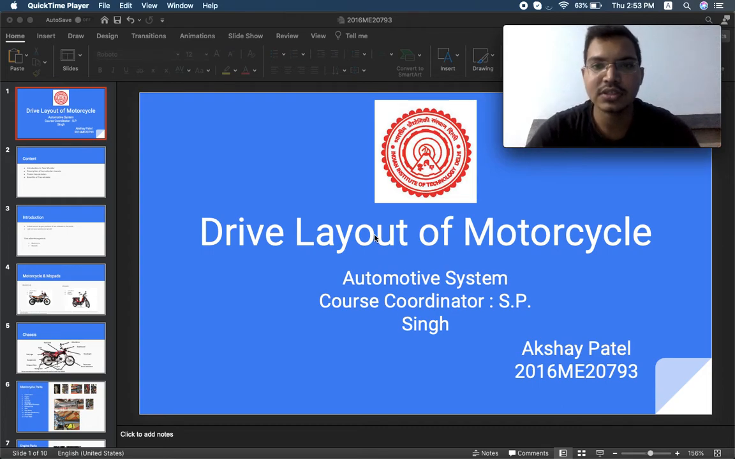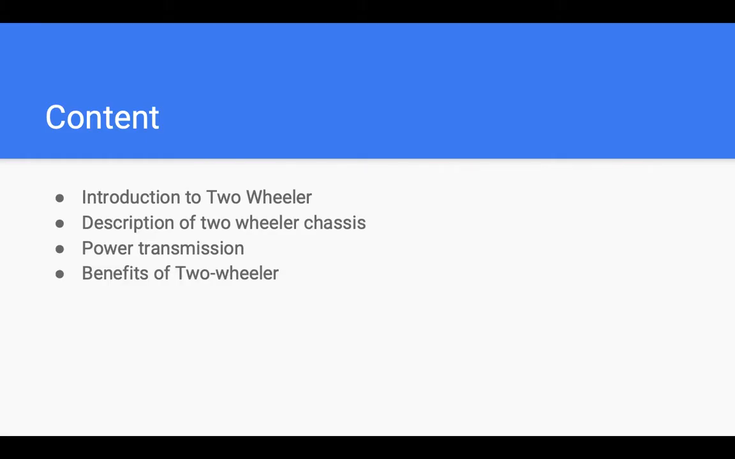Hello everyone. This presentation is a part of IIT Delhi course Automotive System, and my topic of presentation is drive layout of motorcycle. So we will discuss the introduction of two-wheelers, and then we will have a look at the chassis of the two-wheeler, how the parts are assembled and their description also. Then we will go through the power transmission of a motorcycle and talk about the benefits of two-wheelers.